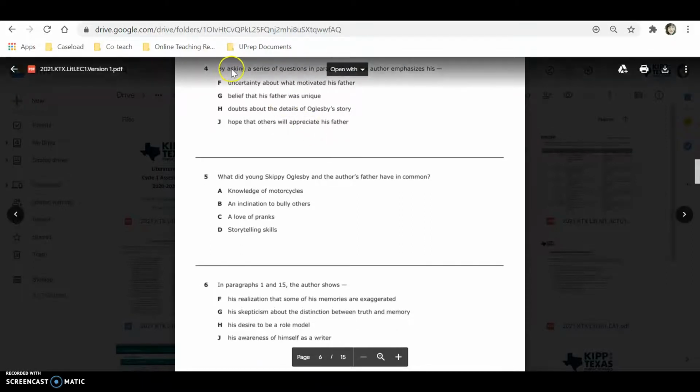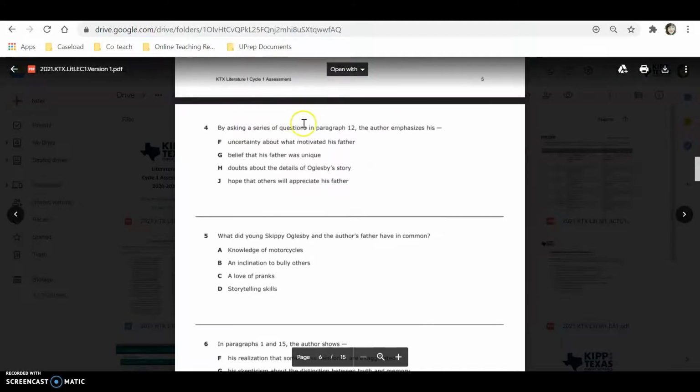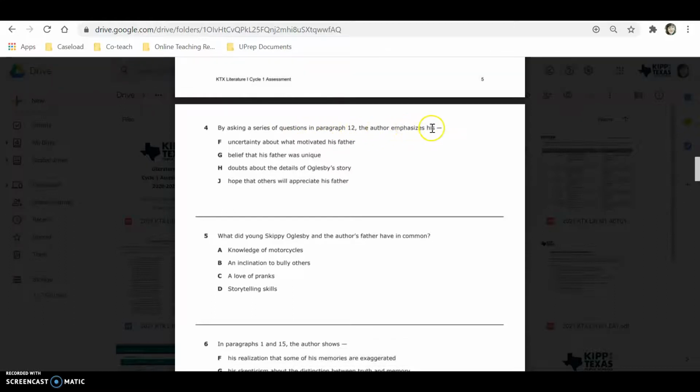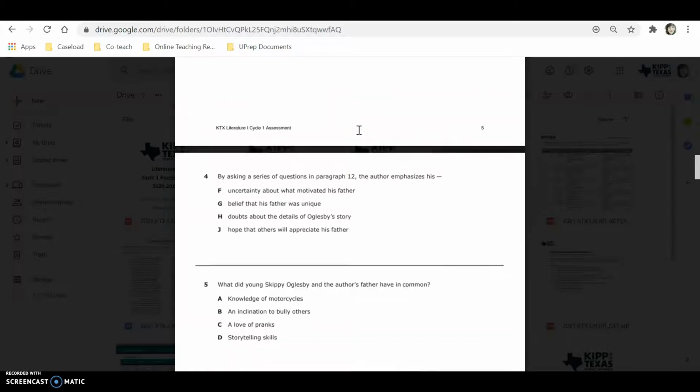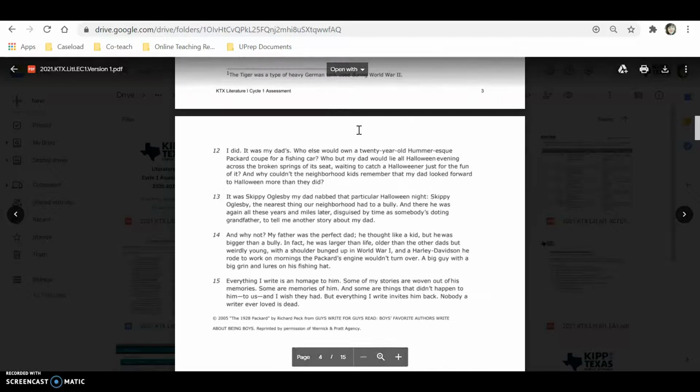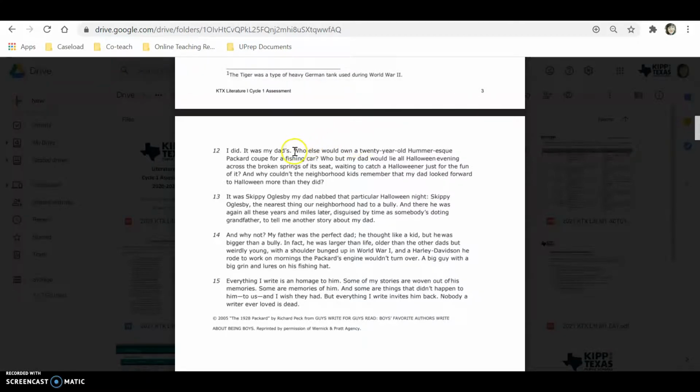Question 4. By asking a series of questions in paragraph 12, the author emphasizes his. Okay, so now we have to go back to paragraph 12. We're looking for the series of questions.